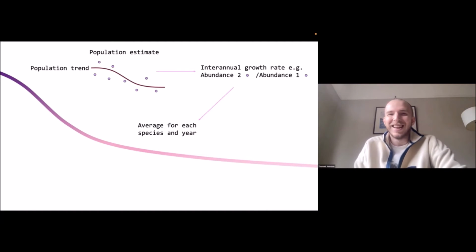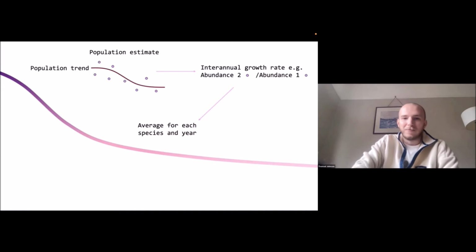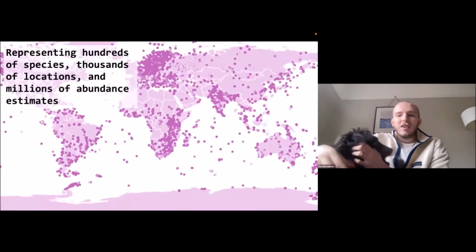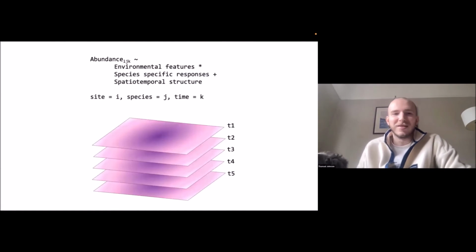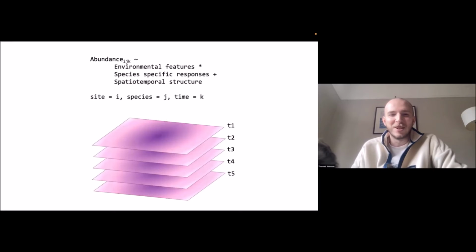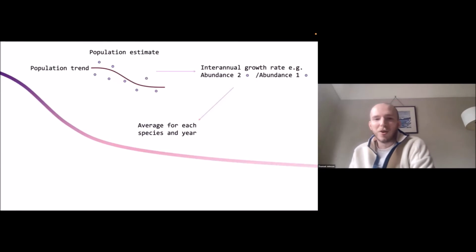They average those interannual growth rates to come up with an average growth rate per species per year. Sorry, I'm very distracted. Let me try and remember what I'm saying. Okay, so they average this to come up with an interannual growth rate per year.